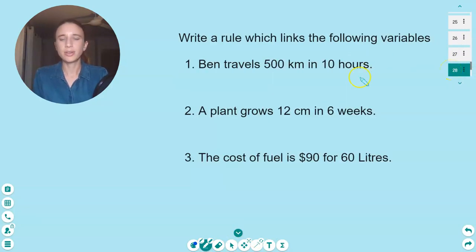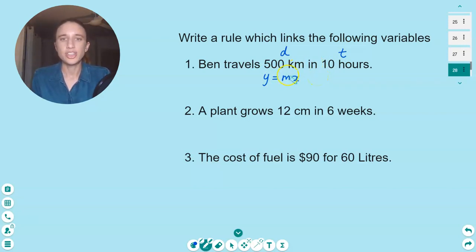Let's have a look real quick at this and let's finish by the 20-minute mark. Write a rule which links the following variables. Ben travels 500 kilometers in 10 hours. So these are all direct proportion relationships. Okay. Ben travels 500 kilometers. So I'm just going to say that this is a distance. I'm going to call that D, and this is a time. And we can write our direct proportion relationship straight away as y equals mx.